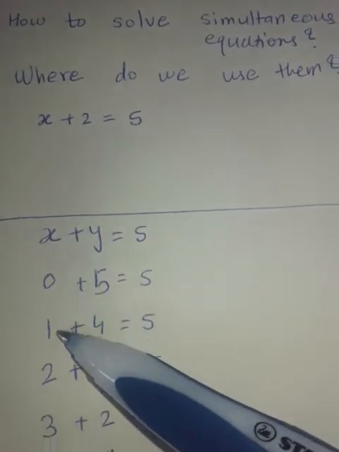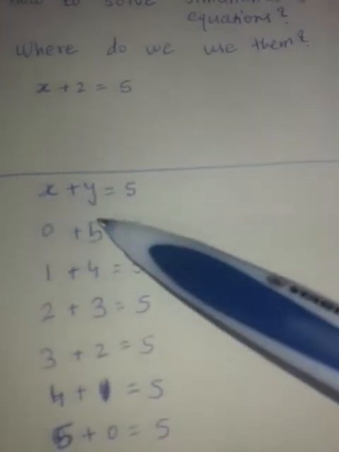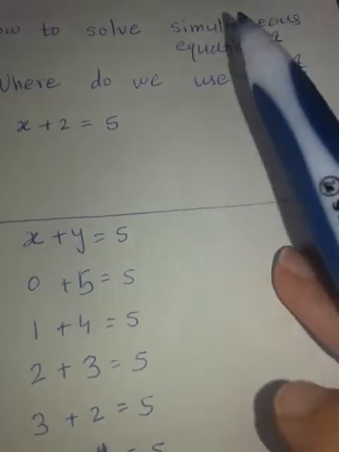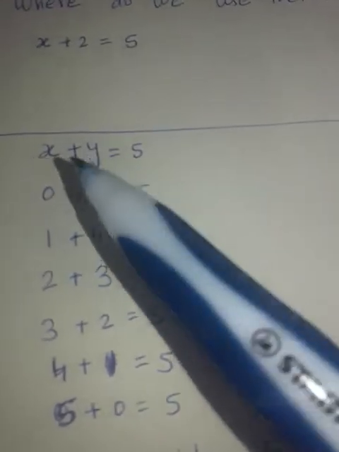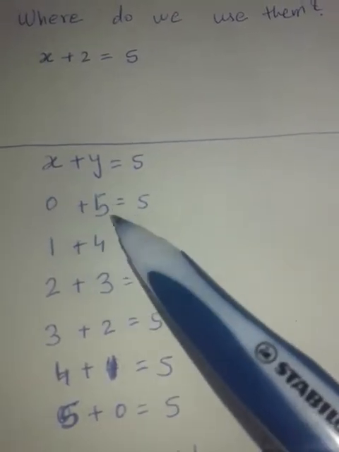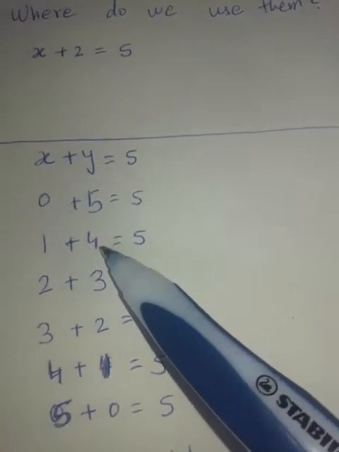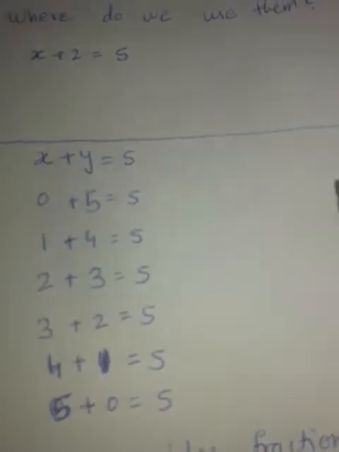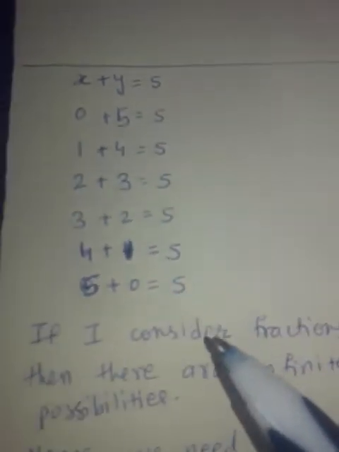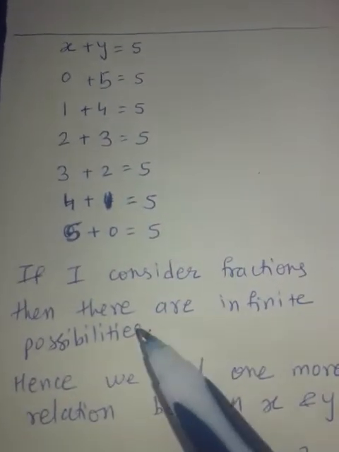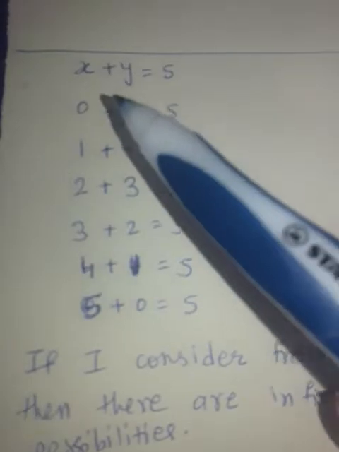So x can take these many values, y can take these many values, and every time the sum will be 5. And if I consider fractions, this will be half and this is 4 and a half, this is 3 and a half and this is 1 and a half. If I start considering that, then there are infinite possibilities of values of x and y.